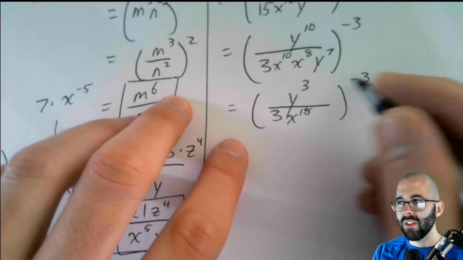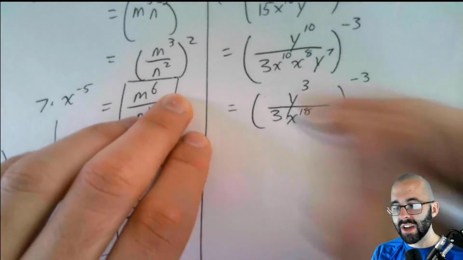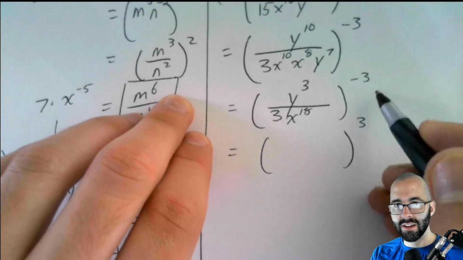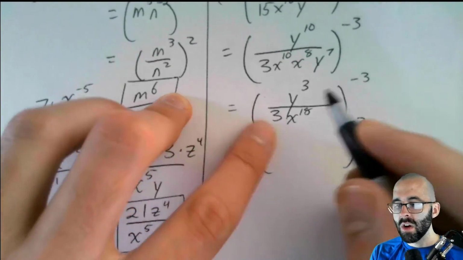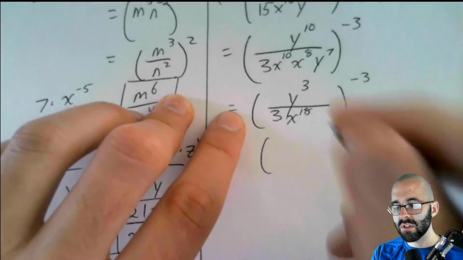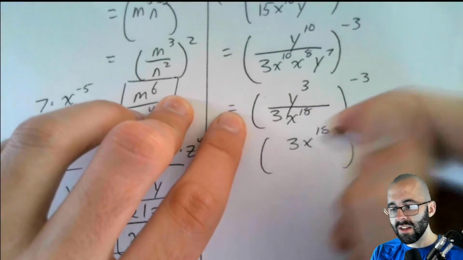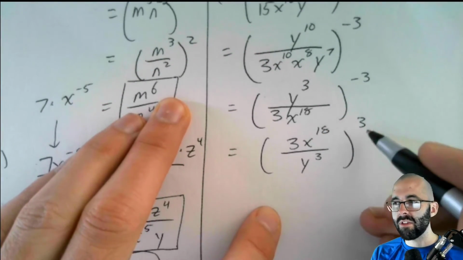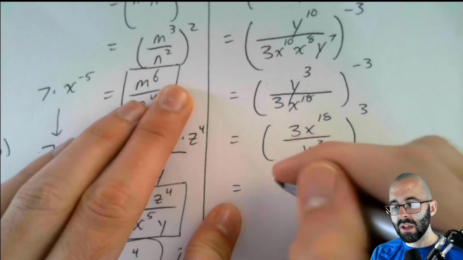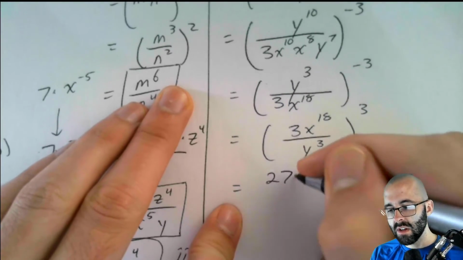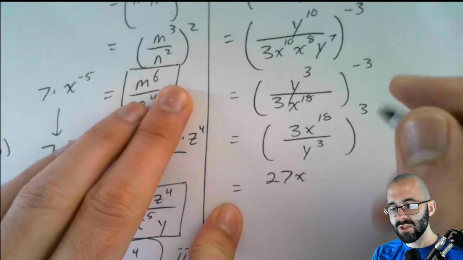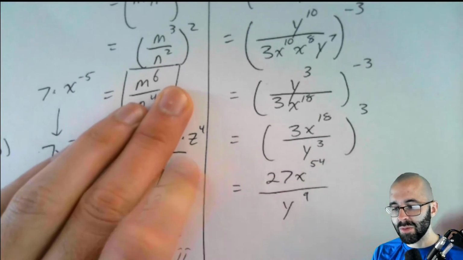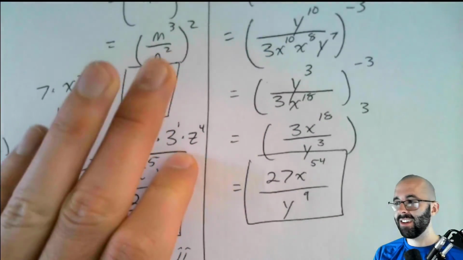So again, we have a fraction with a negative exponent. This negative, let's use it up. We're using up the negative, so now it's gone. When we use it up, we flip this whole fraction. 3x to the 18th divided by y cubed. And the last step is to cube everything. 3 cubed should give you 27. Multiply these exponents together should give you 54 maybe. And the bottom, multiply the exponents, you get y to the 9th.